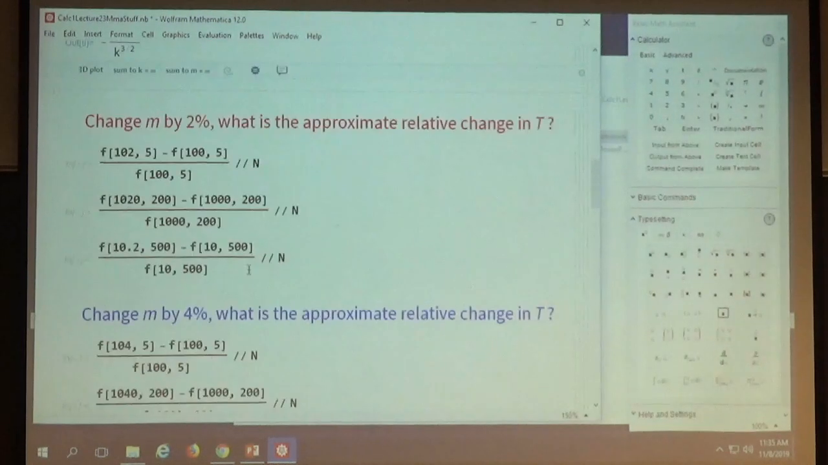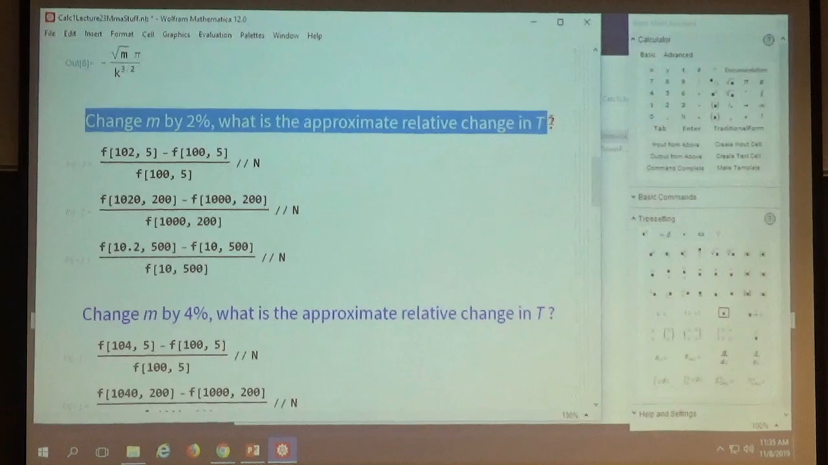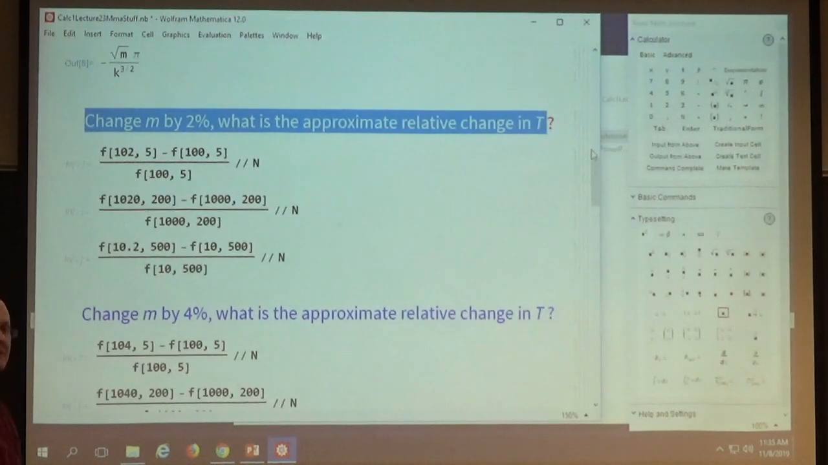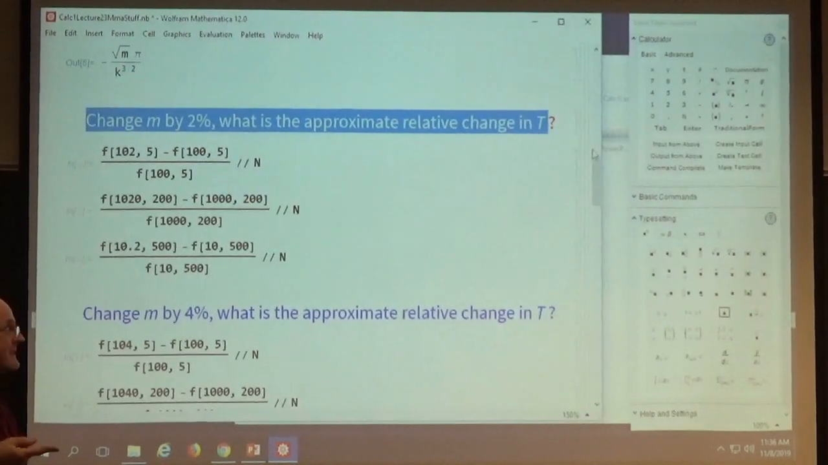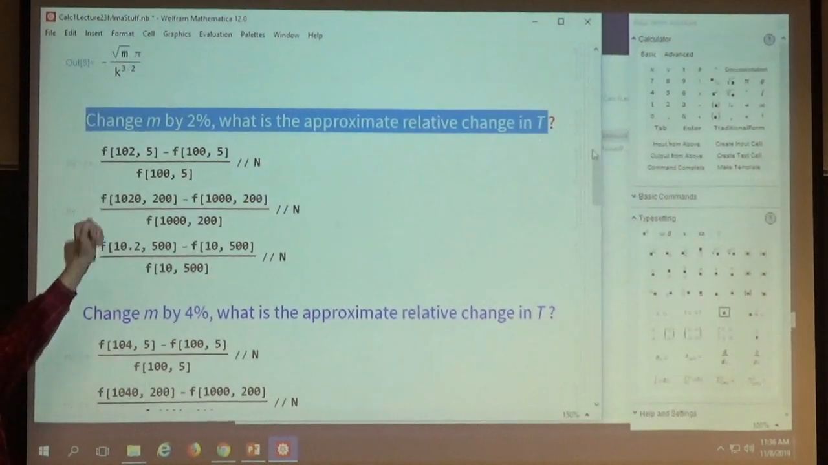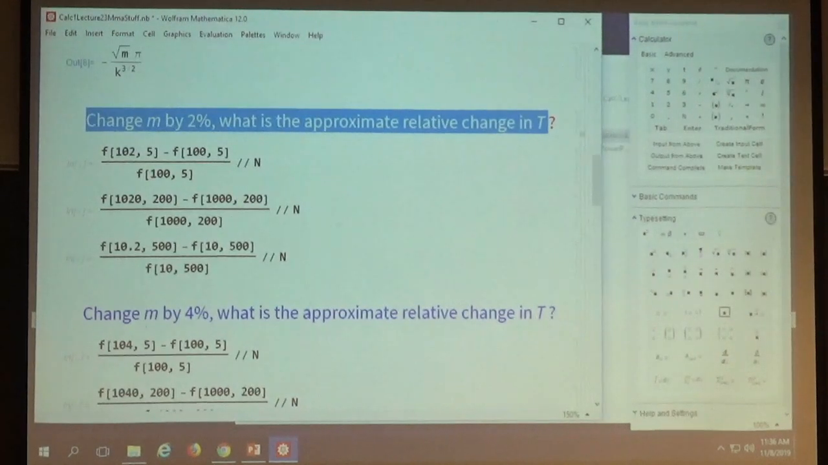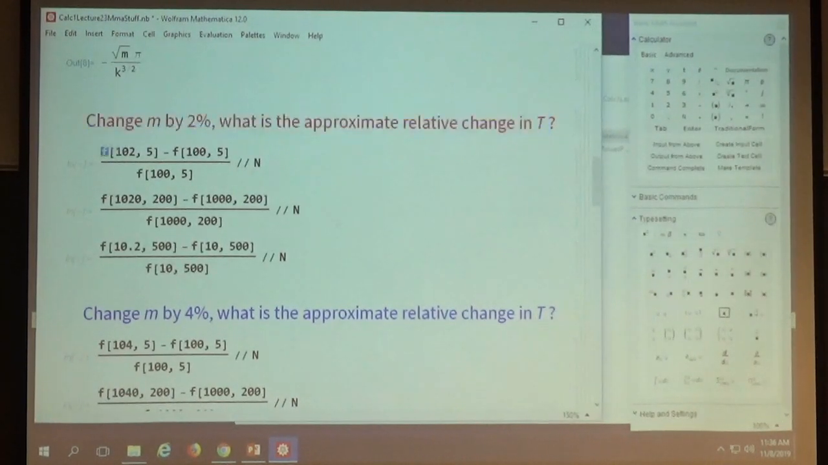All right, let's confirm these relative changes. For example, if we change the mass by 2%, what is the approximate relative change in the period? It should be what? Based on what was on the other slide? 1%. 1%, half of 2%. Is it? Do this calculation. Notice this is the change in the period.